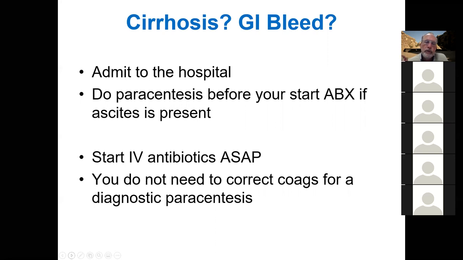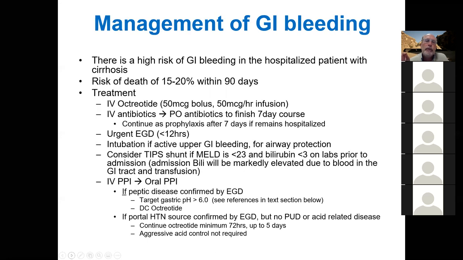Thromboelastography should be your coagulation assessment of choice in all of your acute liver failure or your cirrhotic patients to check their coag status. So GI bleeding: IV octreotide, 50 mcg bolus, 50 to 100 mcg per hour infusion, IV antibiotics for 3 days. You can put them on PO to finish a 7-day course if indicated.